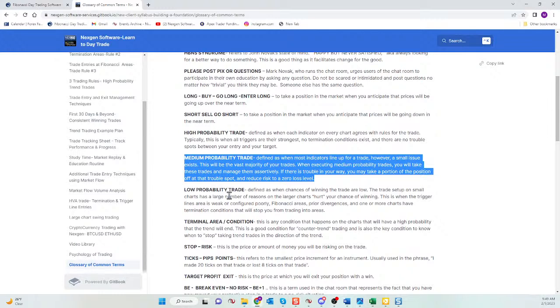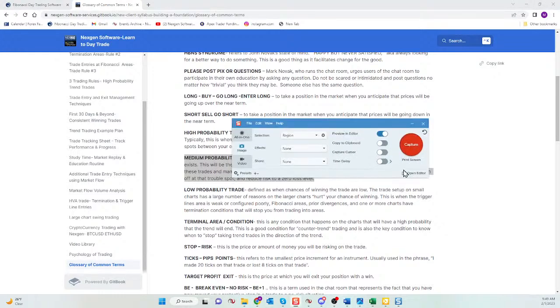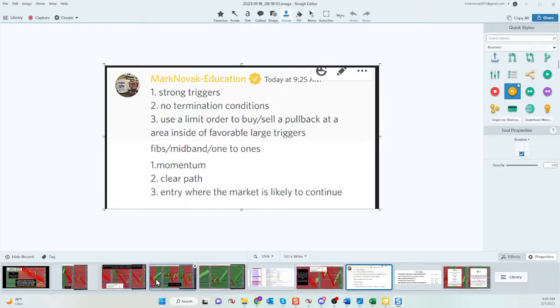If there's trouble in your way, you may take a portion off the position and reduce it to a zero loss level. Your chart reading allows you to manage trades, guys. It allows you to recognize in real time when maybe things aren't working out.